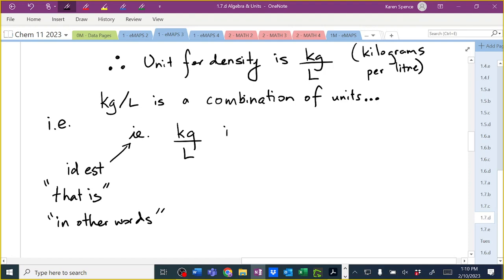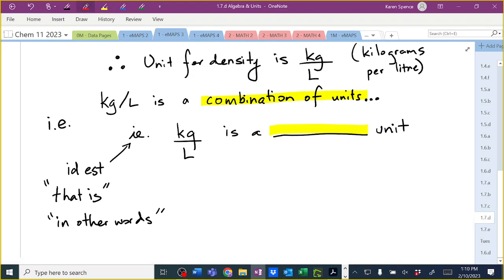Kilograms per liter is a something or other unit because it is a combination of units. We can say that it is a something or other unit.